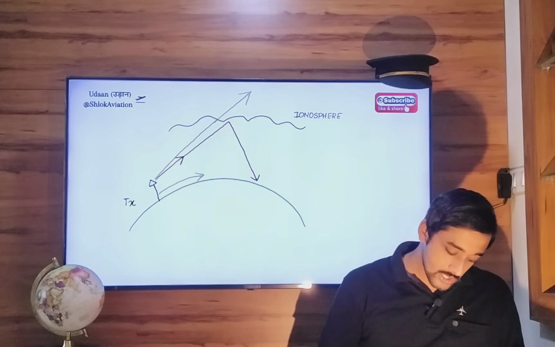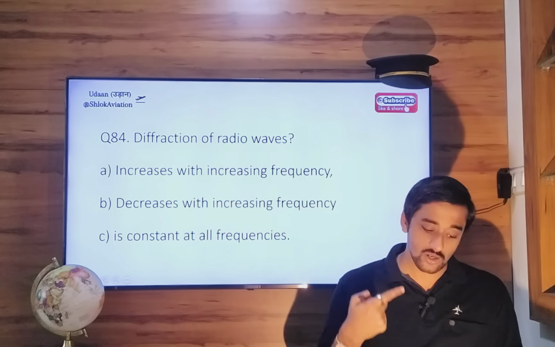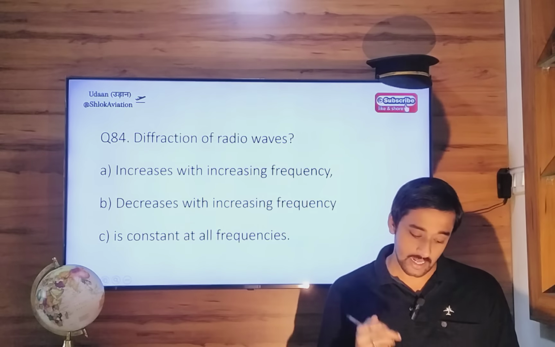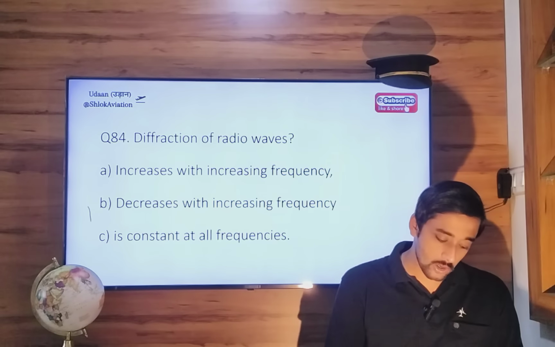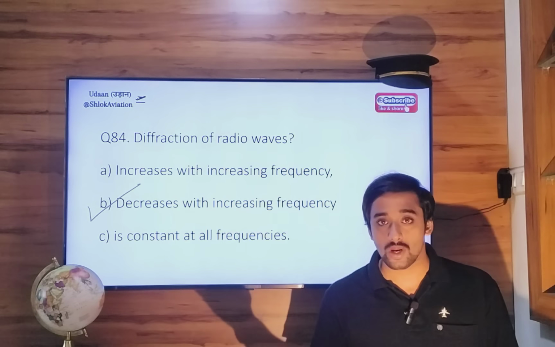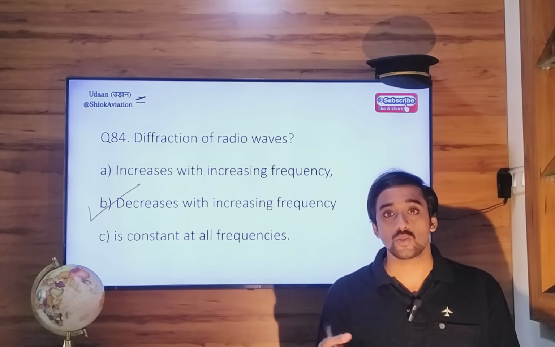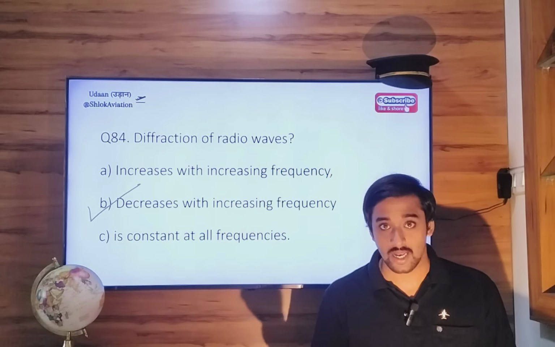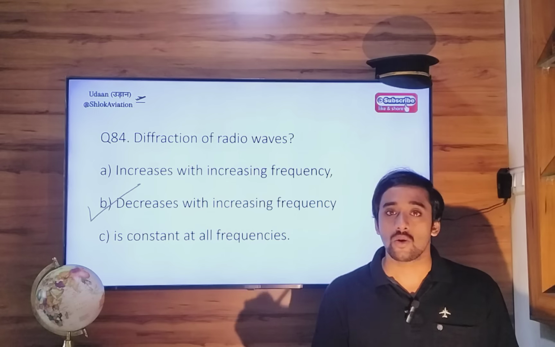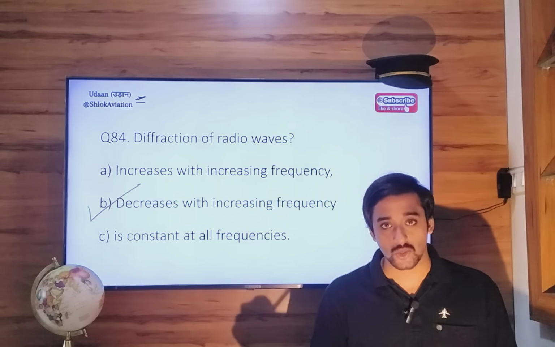So as you increase the frequency, diffraction of radio waves will decrease. This bending away from the ionosphere will decrease with increasing frequency, because as you keep increasing the frequency, the sky waves will transform into space waves, line of sight waves that we say. And they will go away from the atmosphere into space.